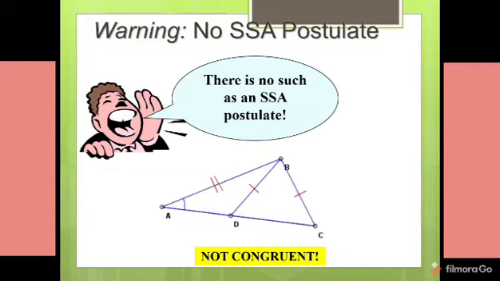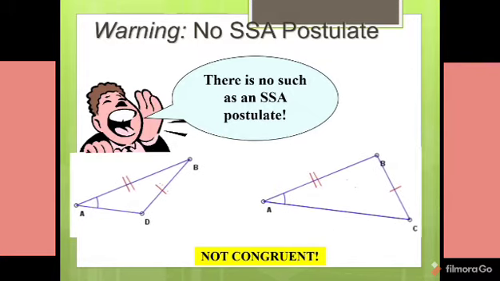Let's further explain with this illustration. Take a look at the whole picture of our triangle. You have there triangle ABD and the bigger triangle, ABC.